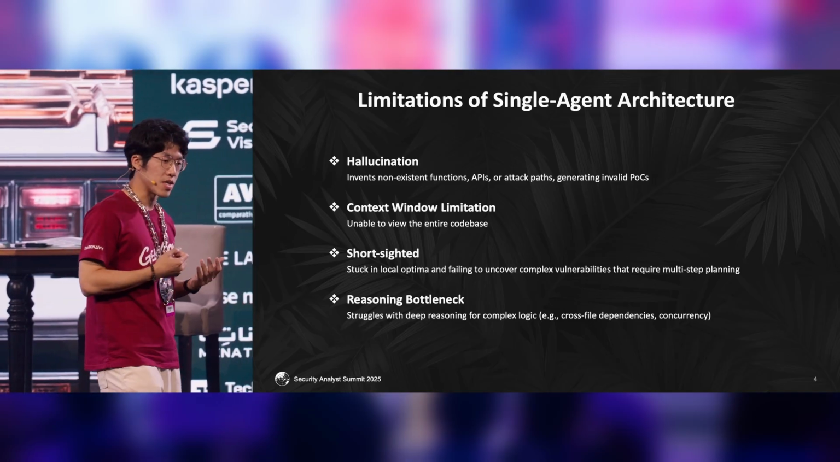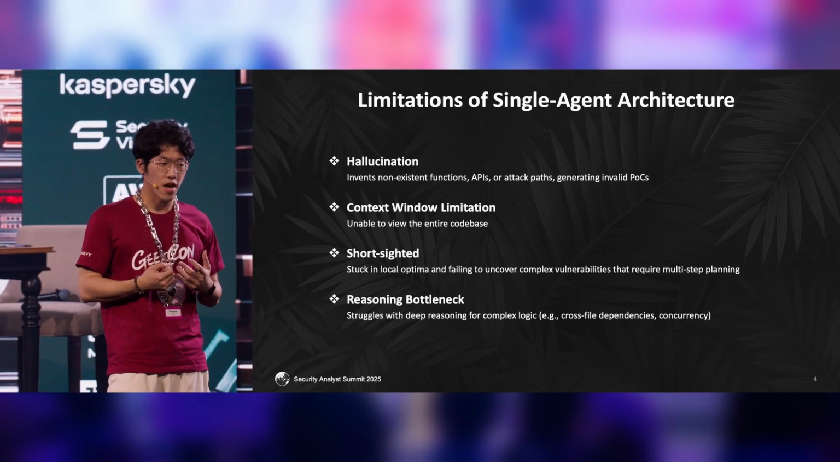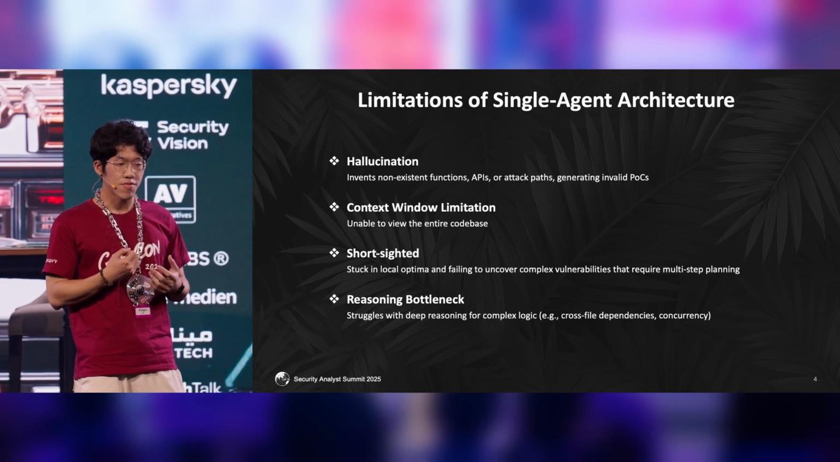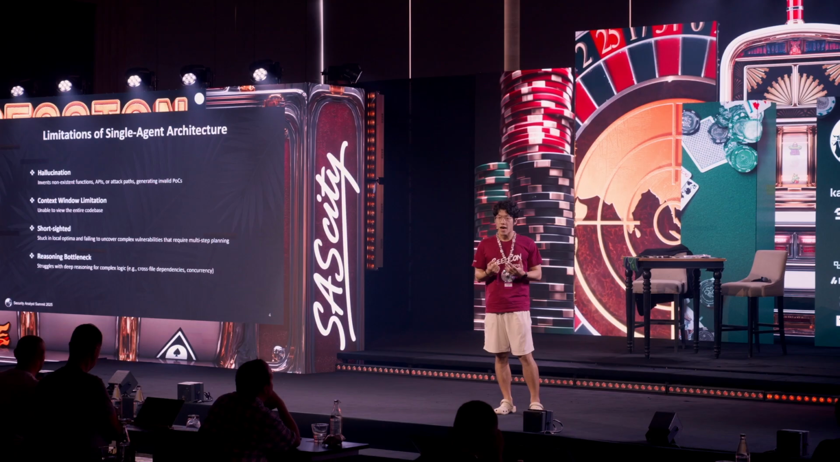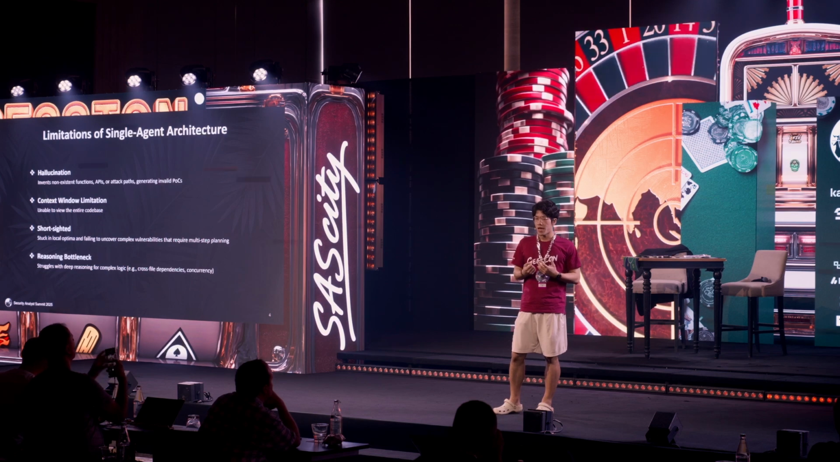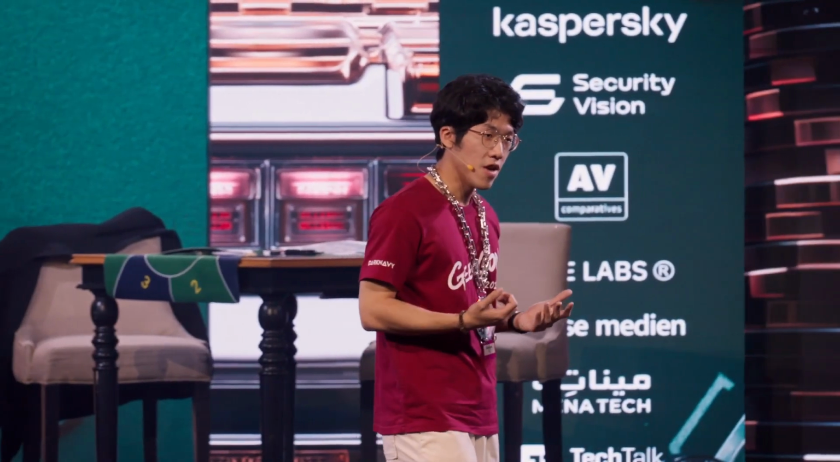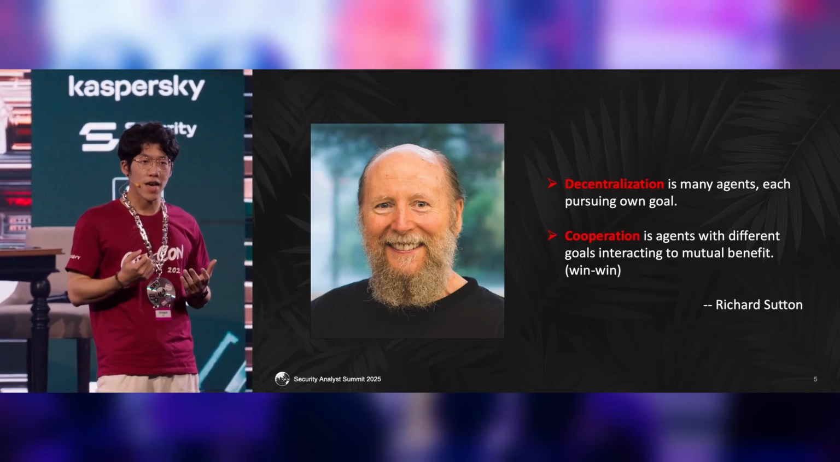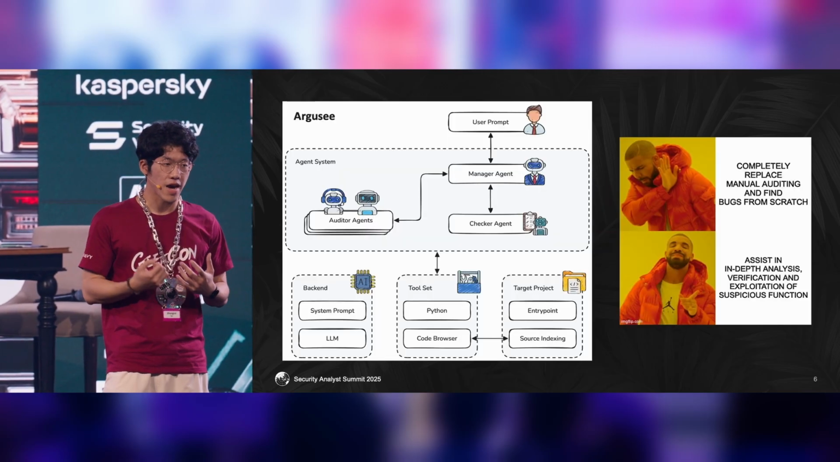So we found some limitations of single-agent architectures, like hallucinations and the limited context window. Multi-step reasoning may also cause false positives, and some bugs need cross-function dependencies. As Richard Sutton has demonstrated, decentralized goal-driven agents with different rewards can cooperate together and behave like an army. So last year we came up with the idea of making models behave together like a pirate crew. So here comes Argusee.